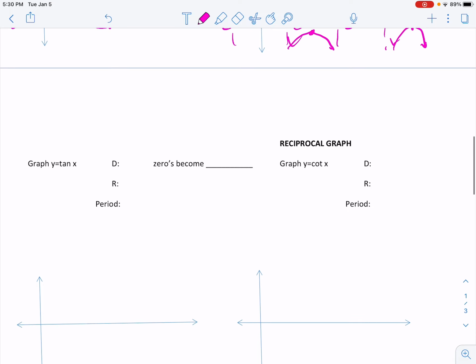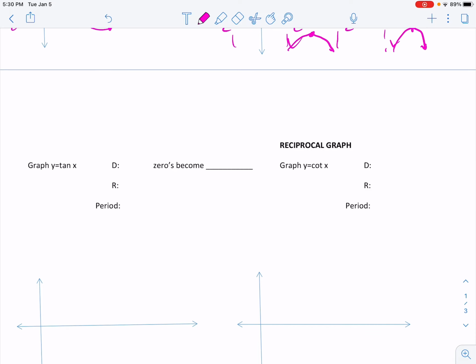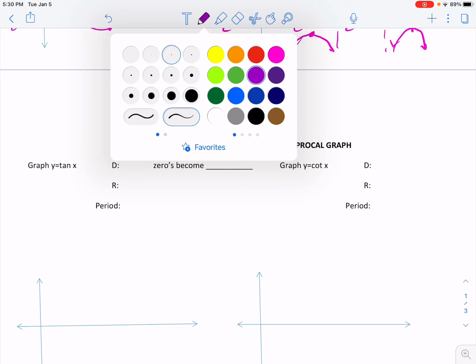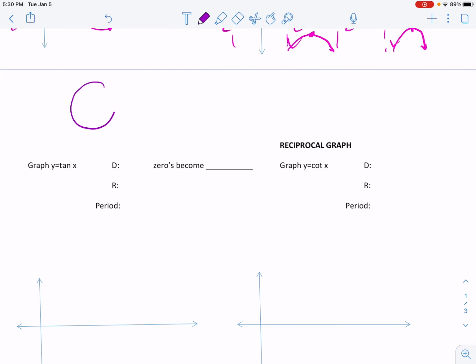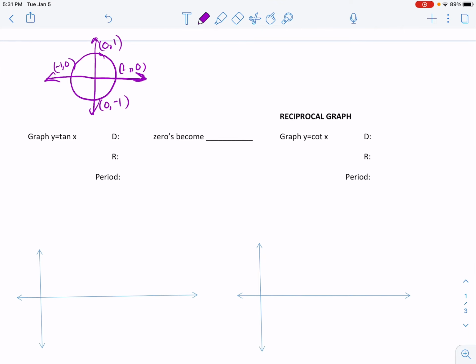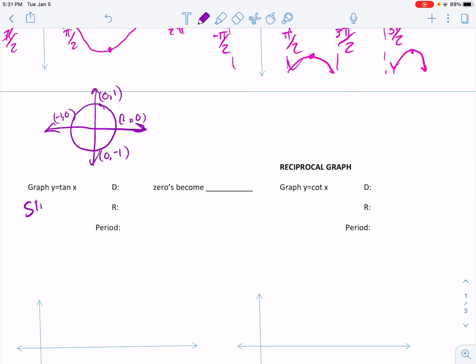Okay, now the tangent function. Let's see. Let's go purple. Okay, here's the, okay. We have 0, 1. Nope. Dang it, I did it. Did I do that every single time? Probably. It's 1, 0. 0, 1. Negative 1, 0. 0, negative 1. Okay. Now, remember the tangent is the sine over cosine.